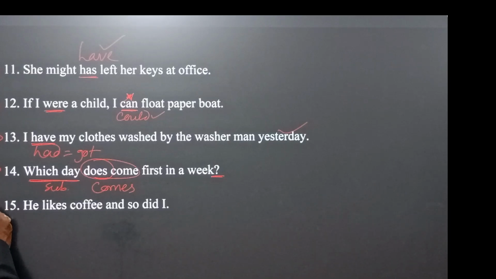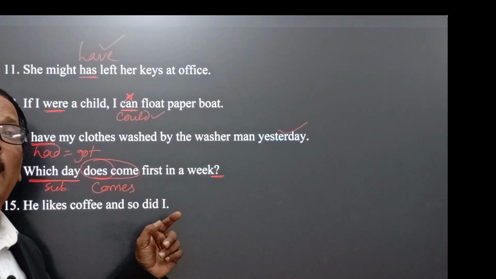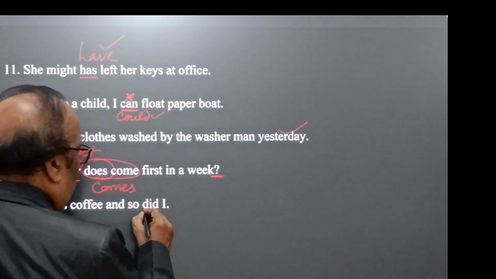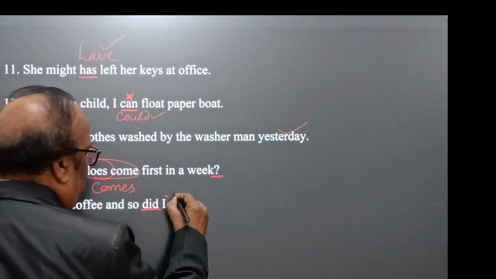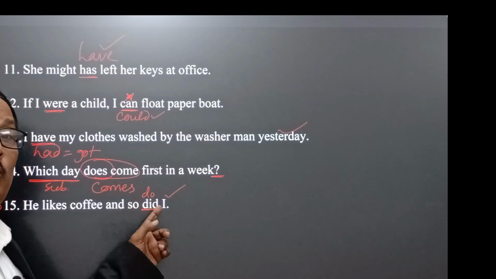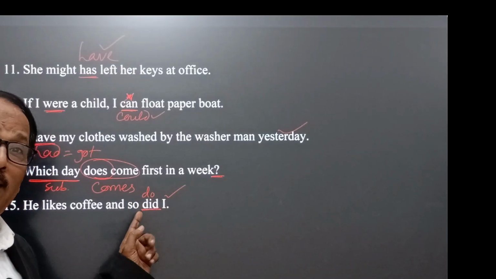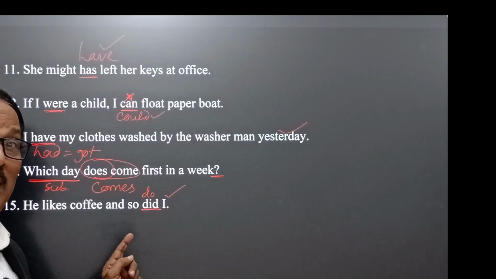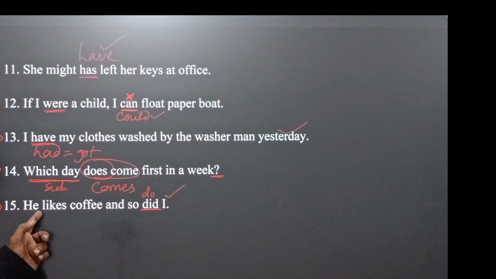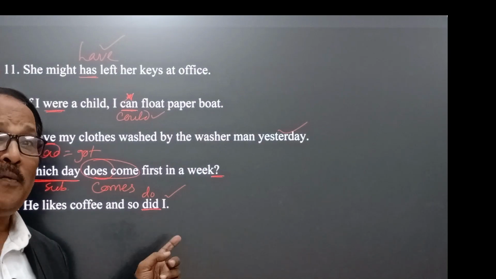And the last question. He likes coffee and so did I. Here did is wrong as I is here, and therefore the correct answer is so do I, because I is the subject, and that's why here inversion has been made. It means he likes coffee and I also like coffee.